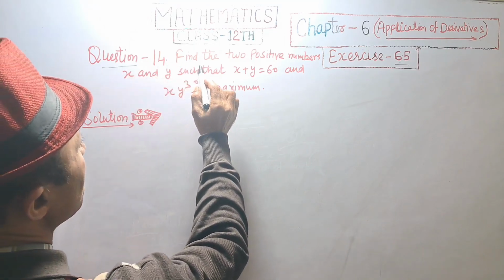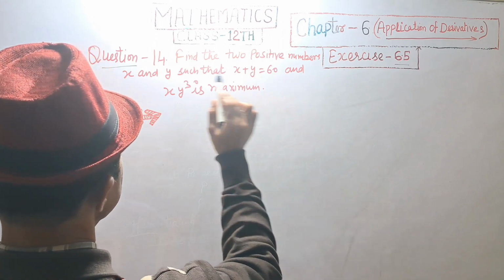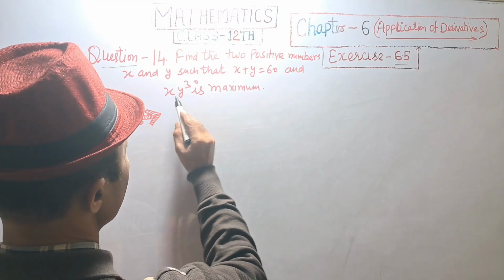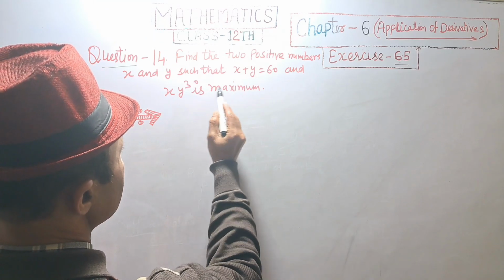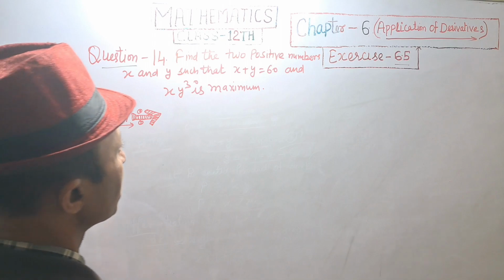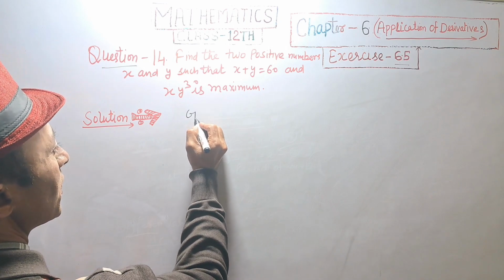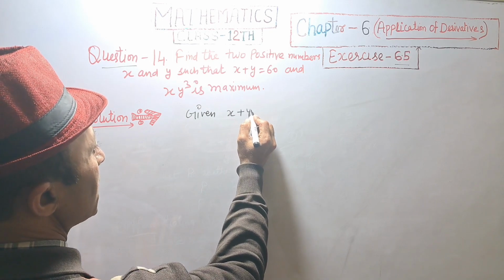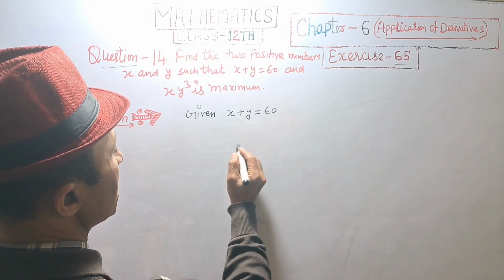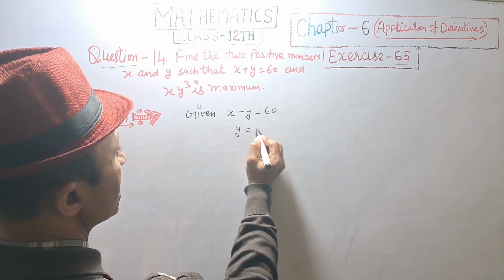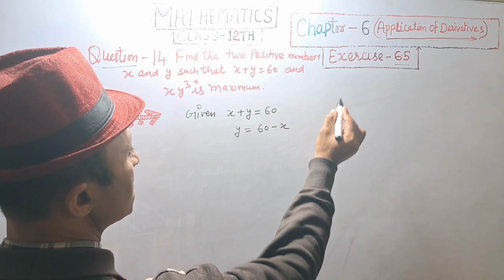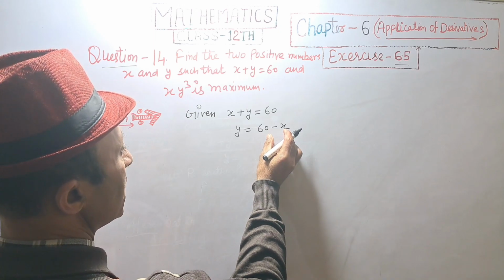Question number 14. Find the two positive numbers x and y such that x plus y is equal to 60 and xy cube is maximum. Given x plus y is equal to 60, and y is equal to 60 minus x. X is shifting to the right side, so that will be negative x: 60 minus x.